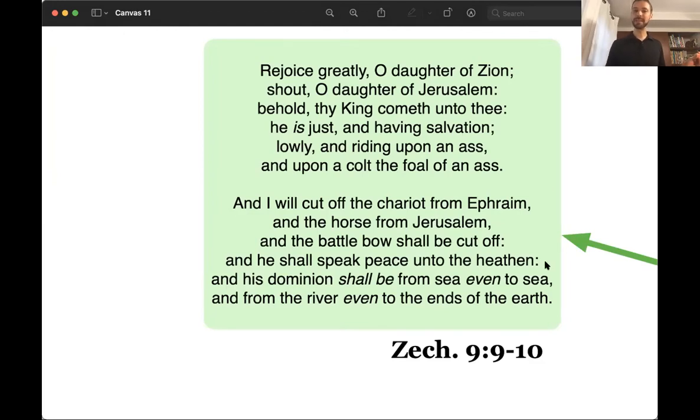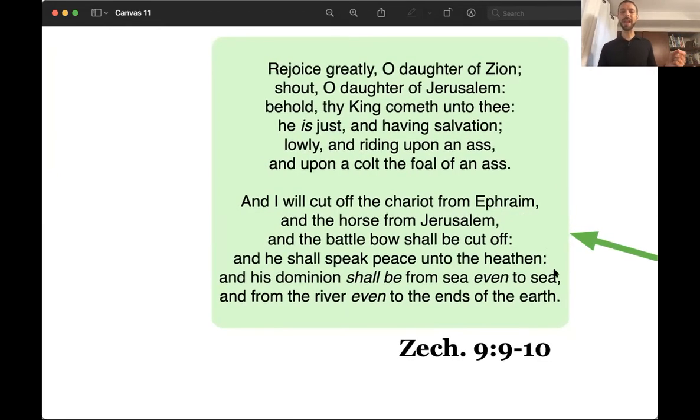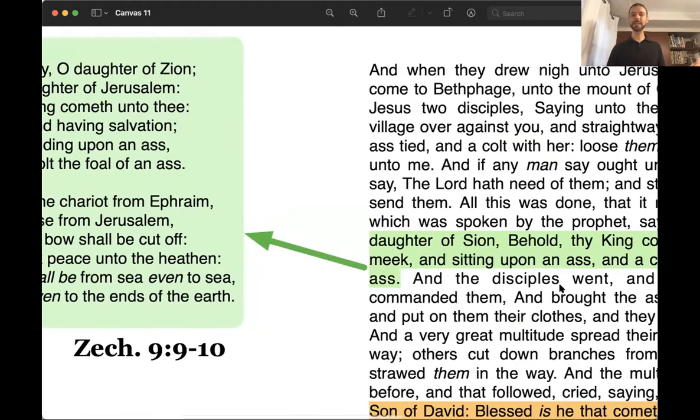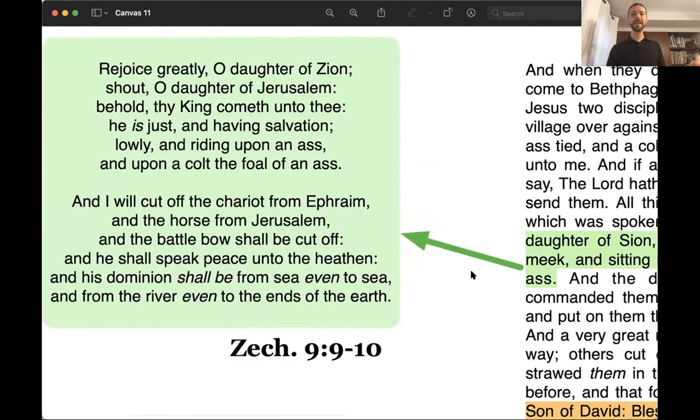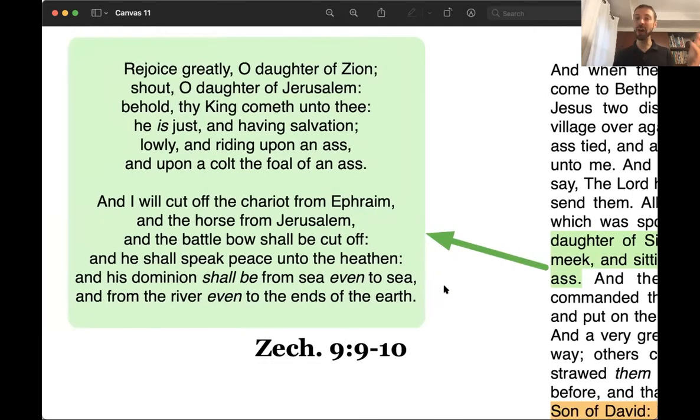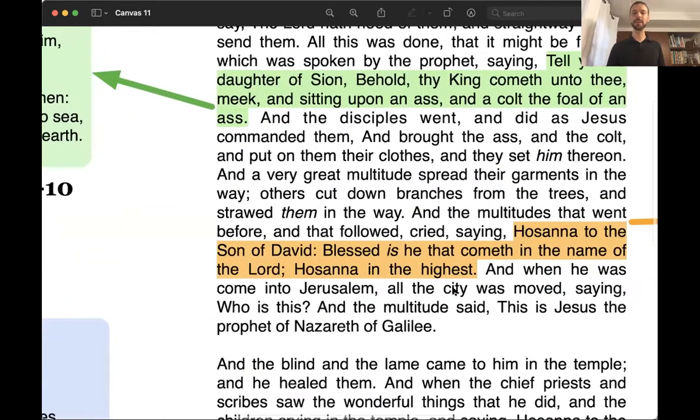He will speak peace to the heathen, and he will reign over the world. All of that is in Zechariah. And so to have this quotation here, and to say that Jesus fulfills that prophecy, is to say that Jesus is the king of the world. There's a lot more going on when you go back and look at the original context of the passage it came from. The same with other passages here.